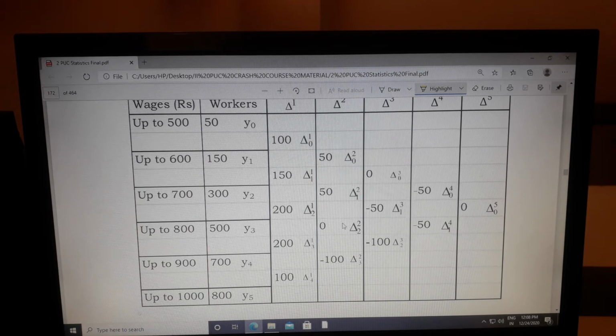Now the number of workers are nothing but y0, y1, y2, y3, y4 and y5. As you know, we always need to consider the initial term: x at origin, y at origin, and then the first leading difference at origin, second leading difference at origin, third, fourth, and fifth leading difference values at origin.